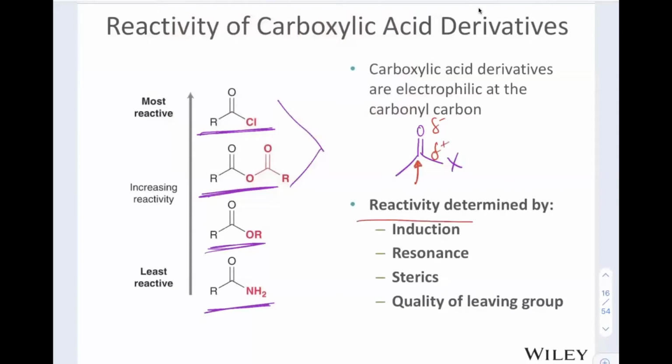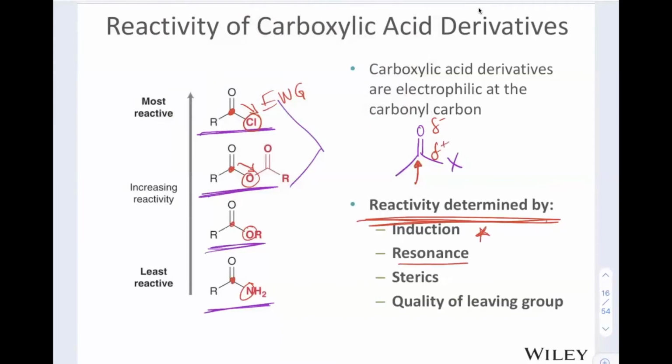In terms of the reactivity, we have to think about a couple different things. One is induction, right? So the chlorine is an electron withdrawing group that is going to pull electron density away from that carbon, making it even more electrophilic. Same goes for this compound right here. We have that electronegative oxygen. And so induction is going to play a key role in the reactivity of our carboxylic acid derivatives. We have an inductive effect with oxygen as well. And so we have this inductive effect where we have an electron withdrawing group that is going to make this carbon, in all cases, more electrophilic.